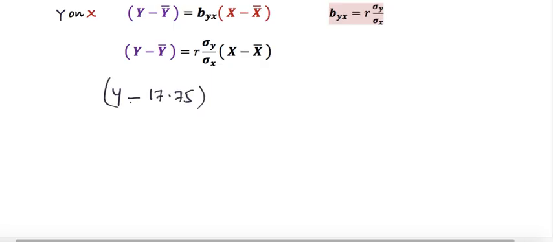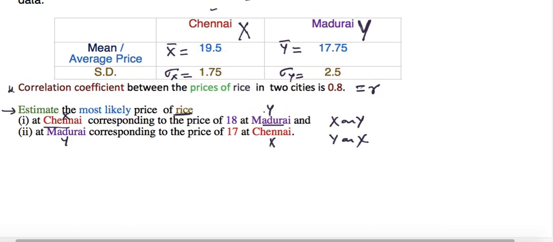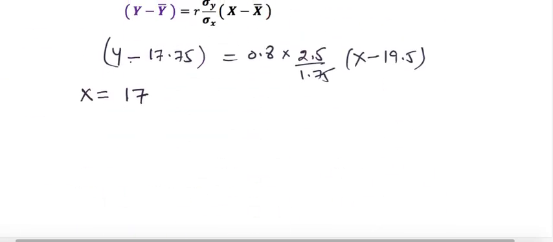17.75. R is 0.8 and sigma of y is 2.5, sigma of x is 1.75, and x minus x bar is 19.5. Now, because we are interested to estimate the value of y when x is equals to 17 here, x is equals to 17. So, for x is equals to 17, we can plug in the value.